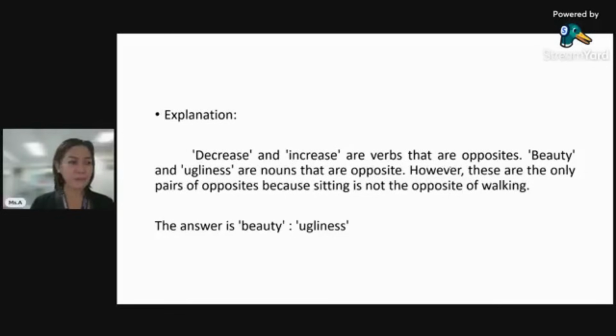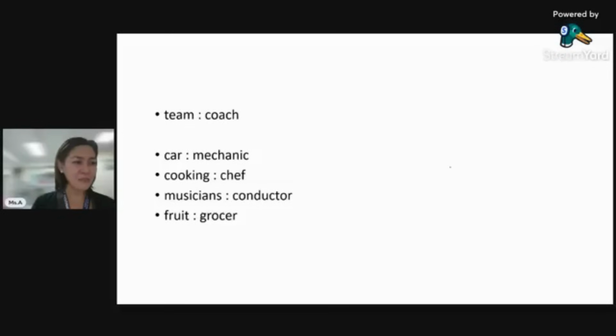Okay? And then, okay. What about team and coach? So, what could be the relationship to other words? If you'll try to check on the next words: car, mechanic, cooking, chef, musicians, conductor, then fruit and grocer. Okay. Your answer is letter B, cooking and chef.